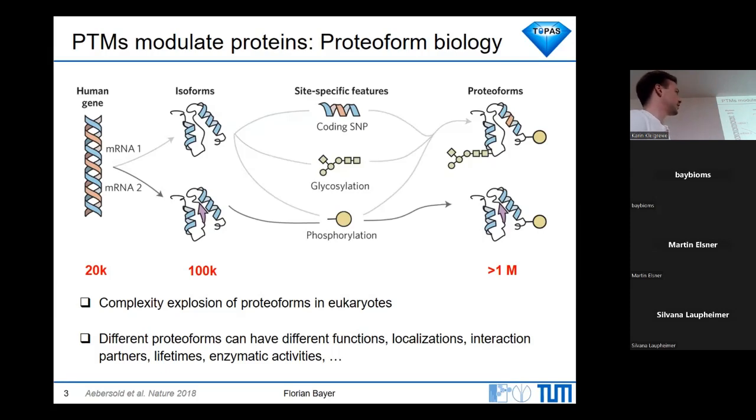A proteoform is basically the summary of all the different steps from one gene, over an isoform, over different PTMs. The other important thing is that proteoforms come from the same gene, but they probably have very different functions. If it's phosphorylated in a certain position, or, in this case, glycosylated somewhere else, then they probably have a very different function, localization, interaction partners, lifetime, or enzyme activity. So you have the entire zoo of things that can happen.